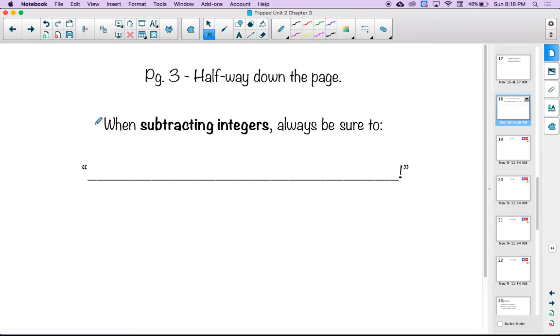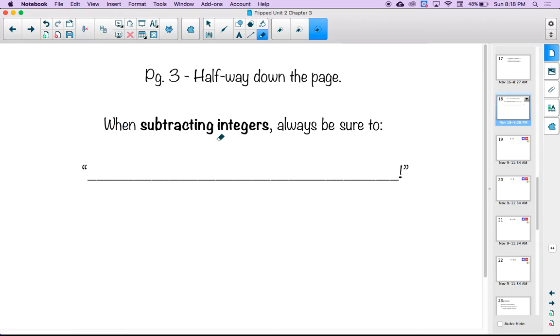Look for this note. It says, when subtracting integers, always be sure to... Okay, so I'm going to tell you what to write in that blank in just a second, but I need to tell you something. This is the most important note in this video. You're going to hear me say it 100 times. I need you to say this line 100 times. If you do not understand it, ask questions about it tomorrow because this is important.